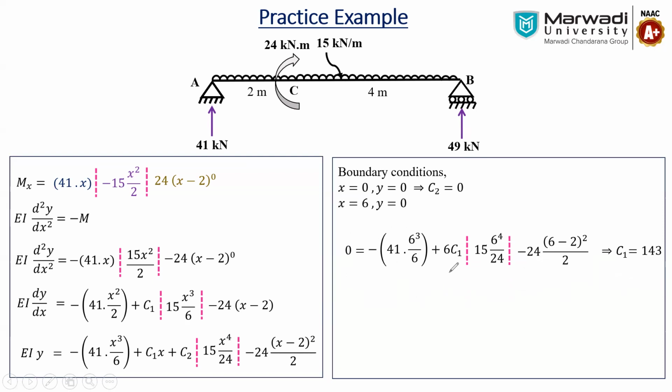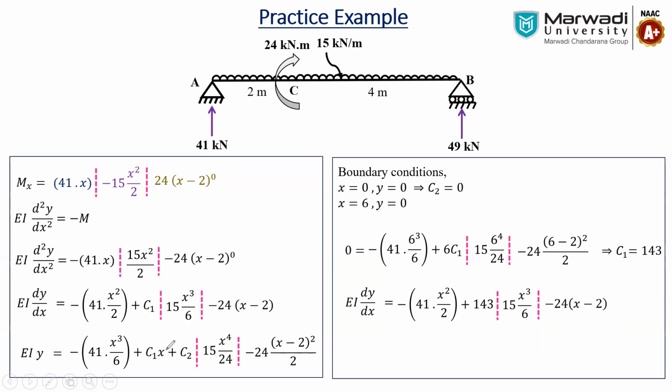Okay. So now, based on this, you have to put the value of the C1 and C2. So what we will get? We will get the generalized equation of the slope and deflection. So dy by dx equal to minus 41 x square by 2 plus 143, as we have found out the C1, then 15 x cube by 6 and minus 24 x minus 2.